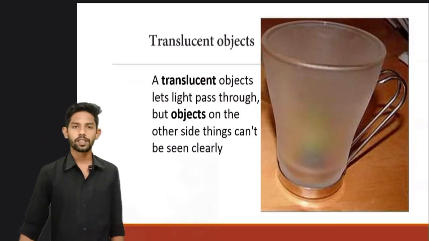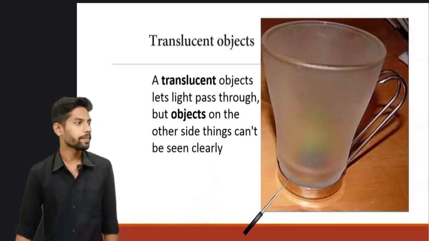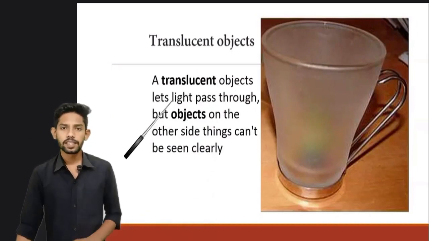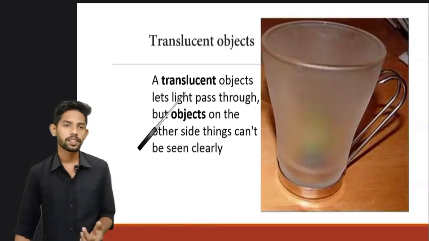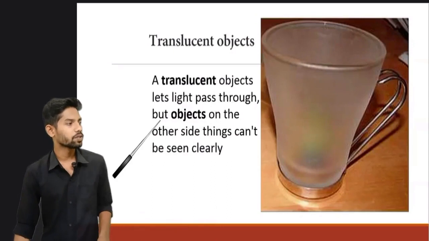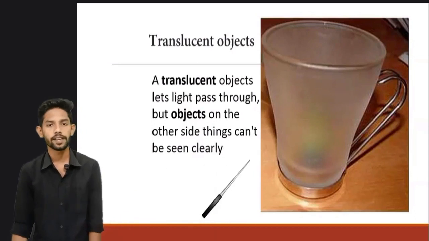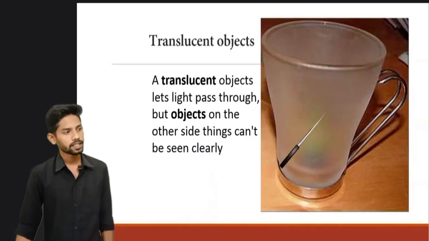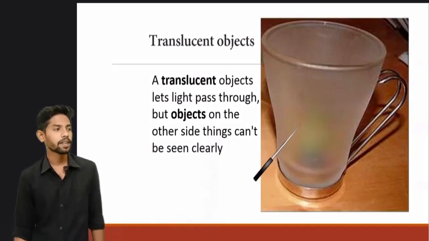Now translucent objects. Translucent objects are a bit the same but not exactly the same. Translucent objects are those which let light through but not completely. All the light will not go behind the object. The light passes through the object but on the other side things can't be seen clearly. Now look, there is a glass present here and the light is passing, and the green color you are seeing in this region, a greenish thing, it's a doll.